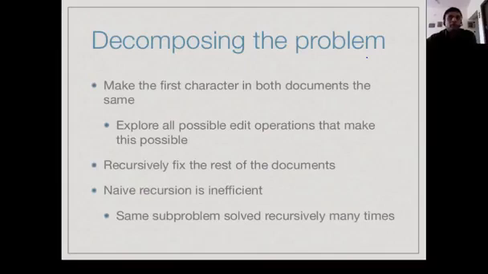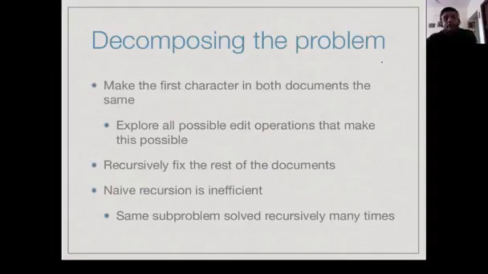Supposing the first document starts with an X and the second document starts with a Z, either we can do one operation to make X into Z or Z into X, or we can insert an x before the z, or insert a z before the x. Or you can delete the x, but then we don't necessarily get the same argument. And then once we have made the first character the same, we can recursively try to fix the rest of the document.